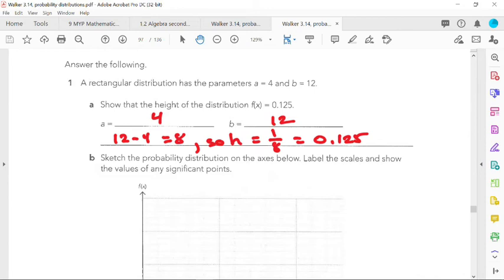Wait, how does 12 take away? Oh, wait. Never mind. I'm so sorry. Fun. All right, so here we go.